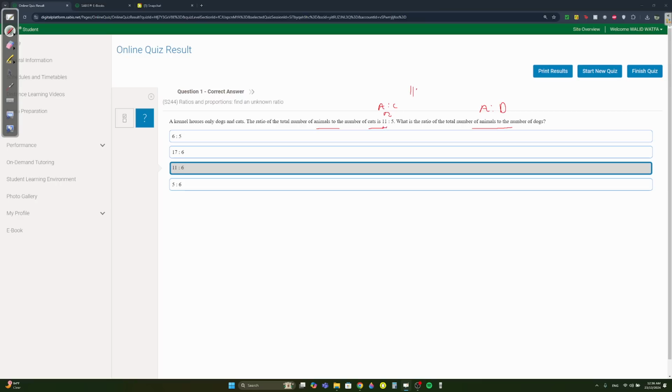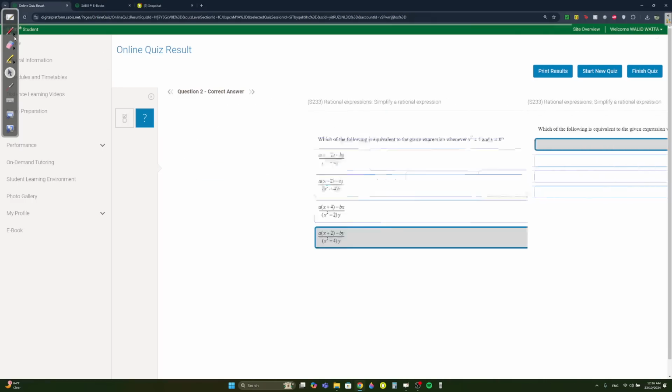Animals here 11, cats, dogs. You know, when you add the cats and the dogs, you get the total amount of animals. So 5 plus the dogs gets me 11. So the dogs is equal to 6. So you're going to get 11 to 6.